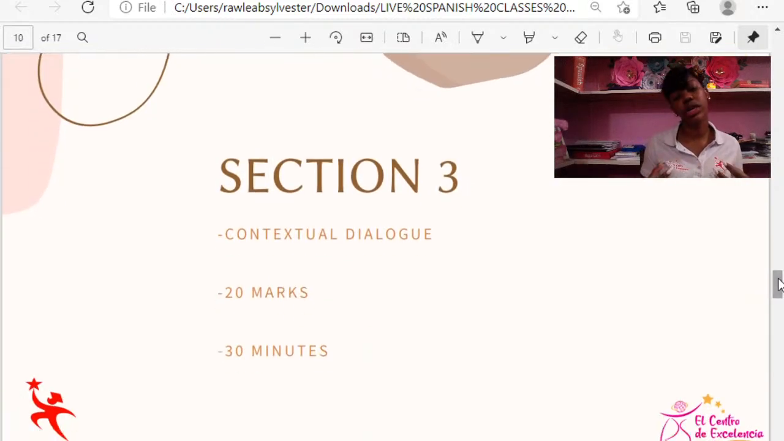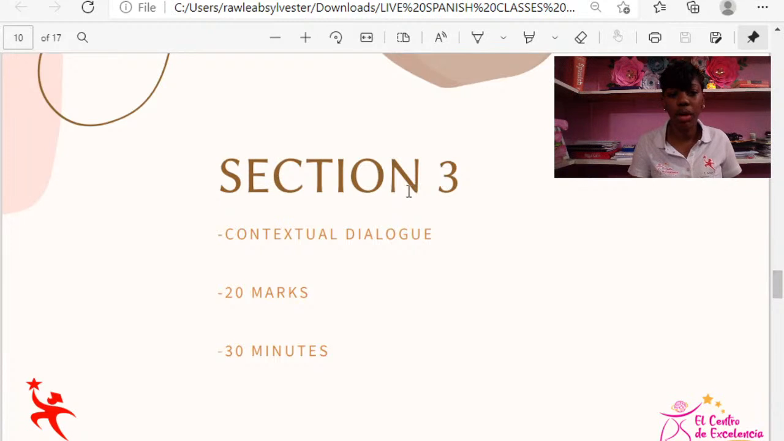Section 3 is where you have your contextual dialogue or your contextual announcements. Again, it's just personal preference. I prefer the dialogue. That is just me. I prepare students for the dialogue. You could do any one, you get the same marks for any one. I personally just prefer the contextual dialogue. It's just a personal thing.